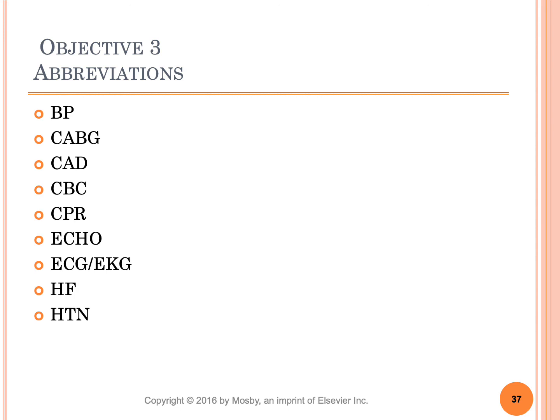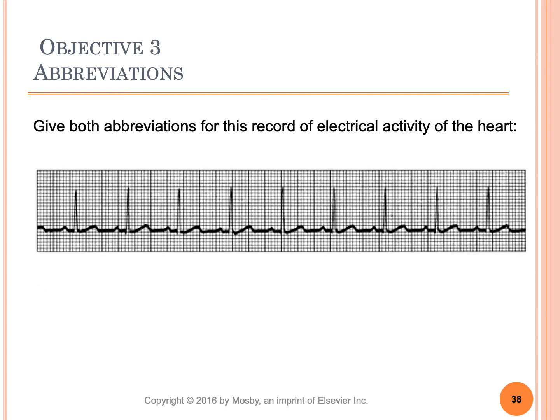And then HTN is the abbreviation for hypertension. And remember, hypertension means that we have a blood pressure that is too high. IV is our abbreviation for intravenous, remember, within the vein. And MI is our abbreviation for myocardial infarction.